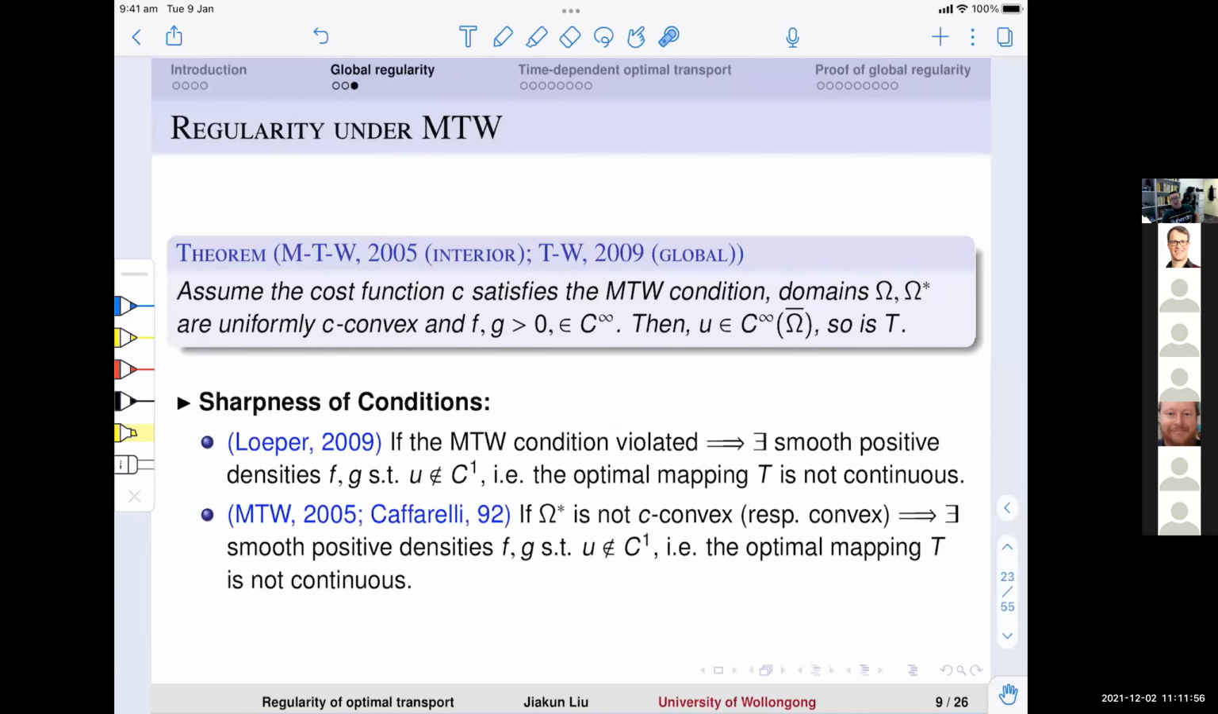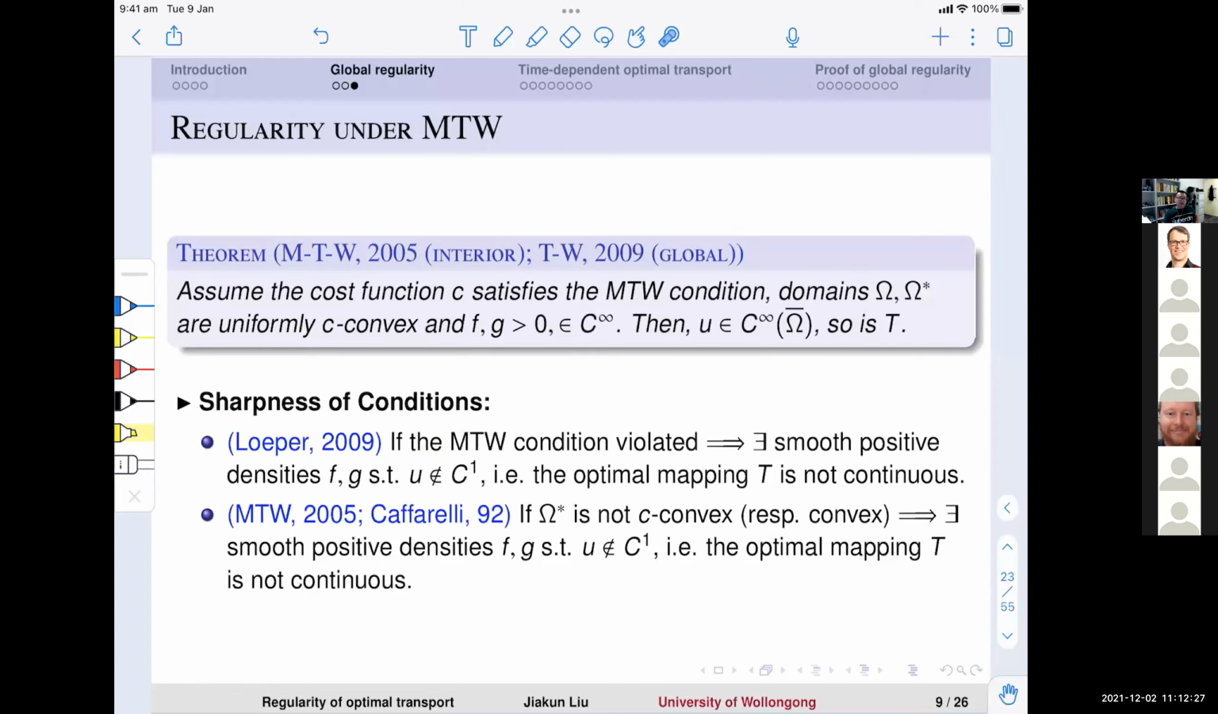And moreover, the above condition for the cost function and for the domain is actually sharp, because Grégoire Loeper proved that if the MTW condition is not satisfied, then the C1 regularity will fail, okay? So if u is not C1, that means the optimal mapping will not be continuous, because the optimal mapping depends on Du. And so that means the MTW condition is actually sharp, it's necessary and sufficient.